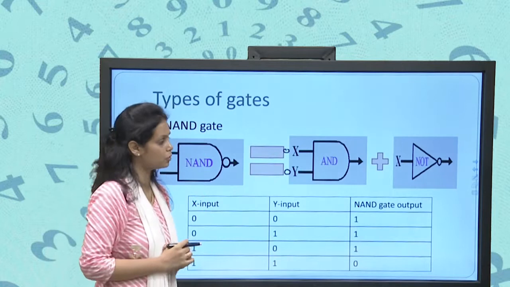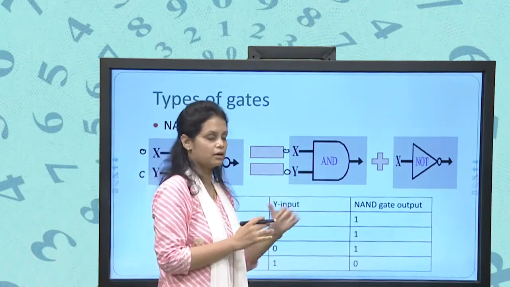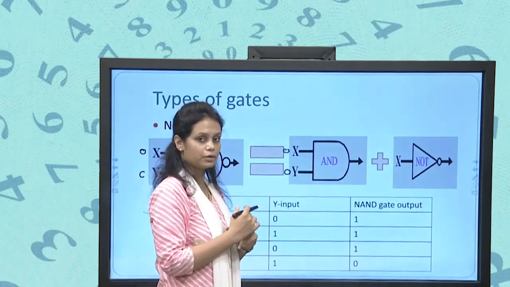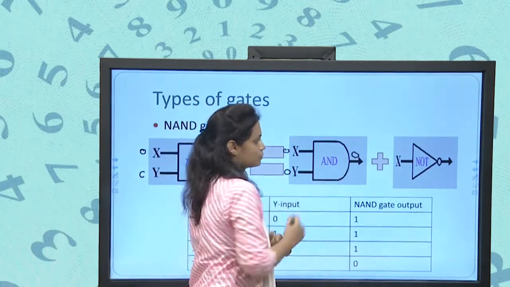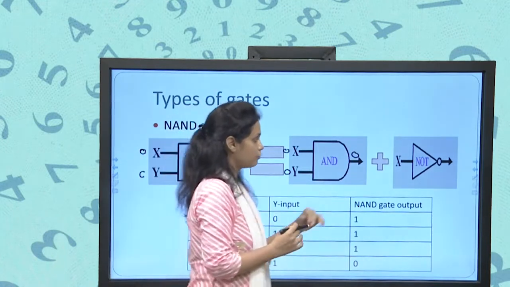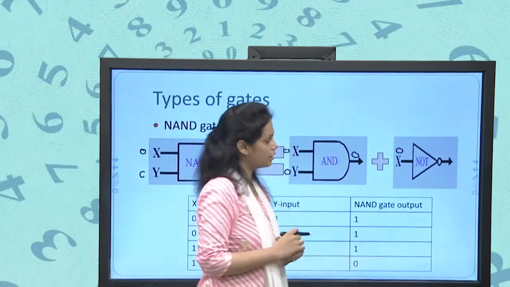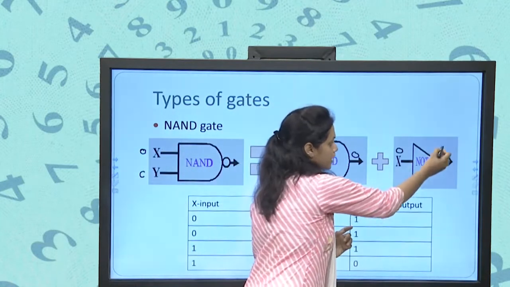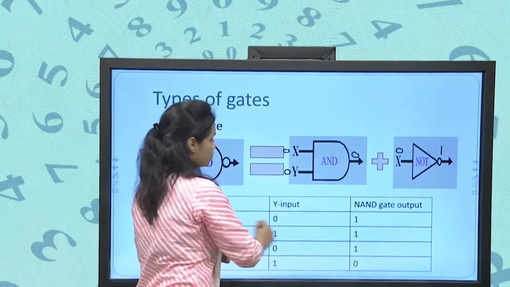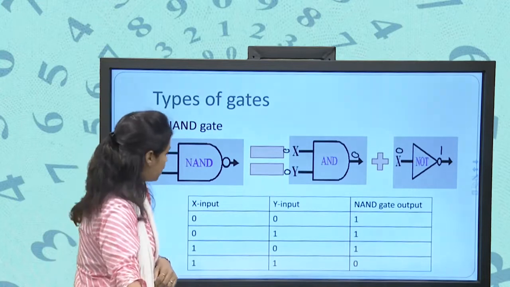So what is the output of the AND gate? The NAND gate will perform the AND operation and then the NOT operation. If the input is 0 0, obviously the AND gate will give the output 0. Now we take that 0 as the input of the NOT gate. What is the output of the NOT gate? If the input is 0, it will make 1. So the final output is 1.